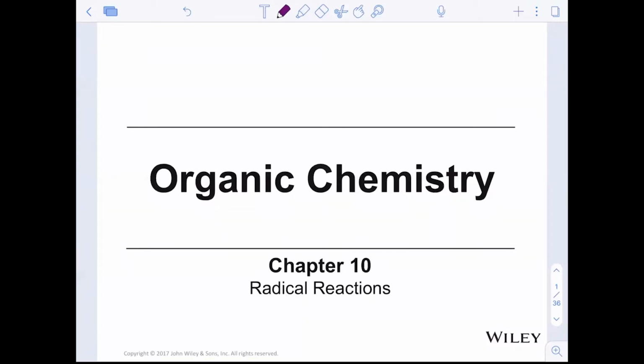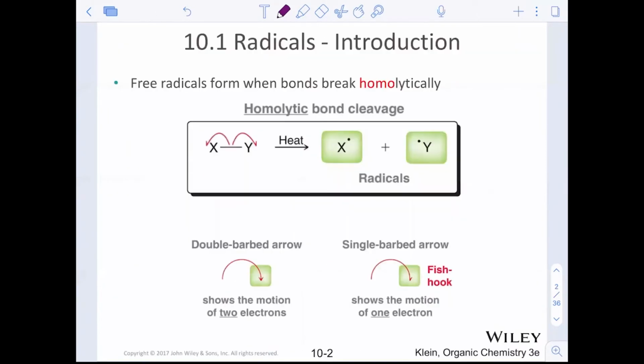All right, and welcome to chapter 10. Now, in this chapter, we are going to shift gears a little bit and talk about homolytic bond cleavage with radical reactions. In chapter 10, we want to just do a couple of things. We'll still see some omits, but let's start with section 1 here and just talk about what a radical actually is.